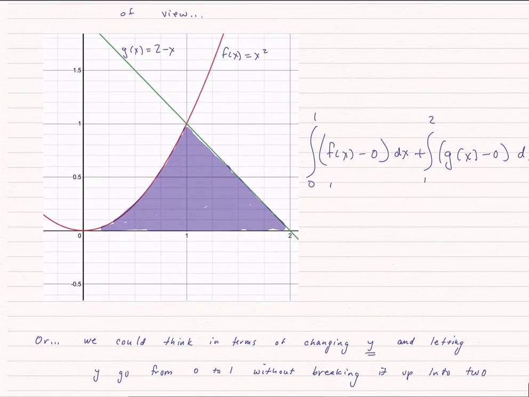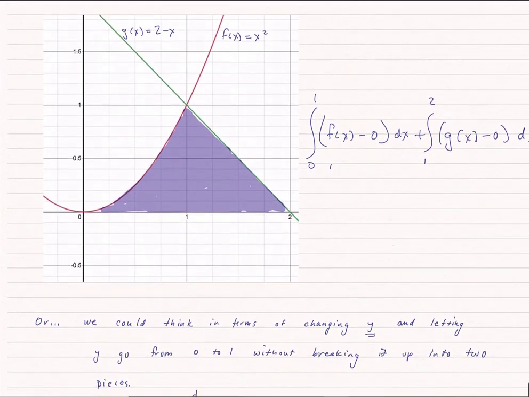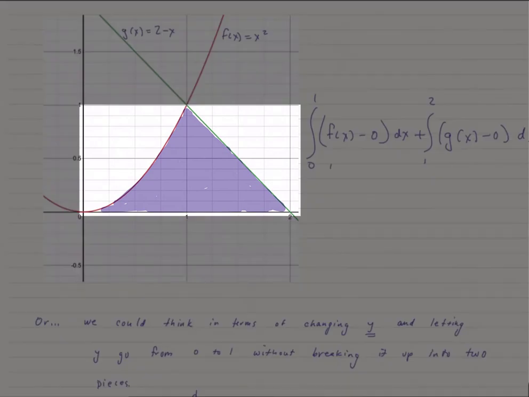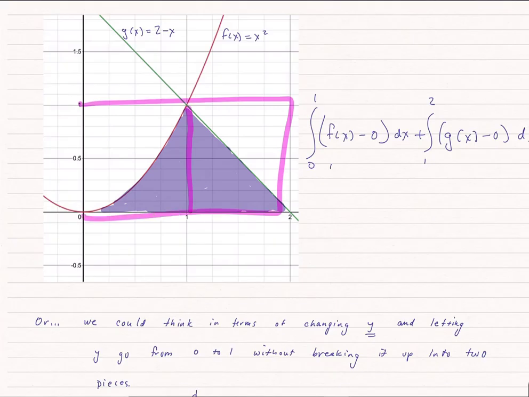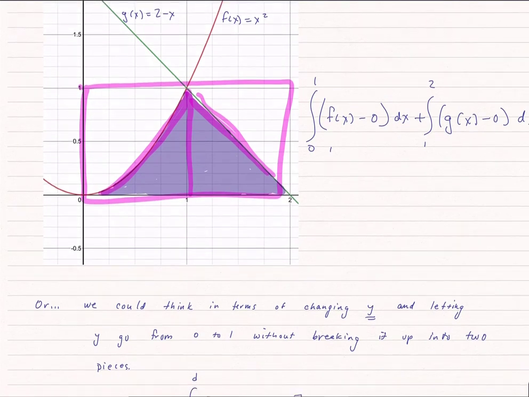If we look at y, the y values go from 0 to 1, and in that range, notice this function is always above or to the right of this function. There's no crossing in the range from 0 to 1 if we're thinking about y. So we can actually do this kind of thing. Instead of integrating with respect to x, we can integrate with respect to y. So how do we do that?